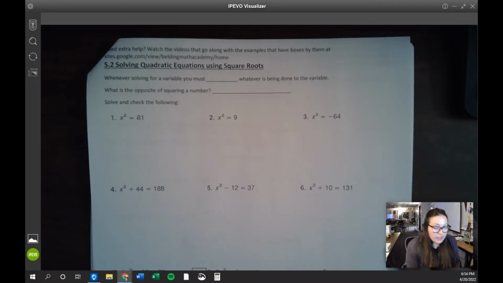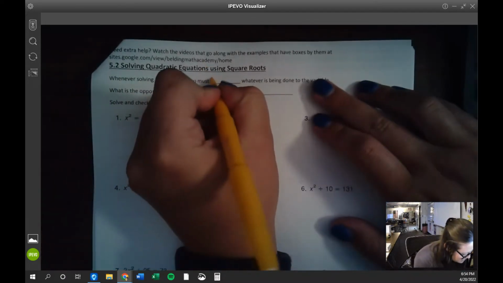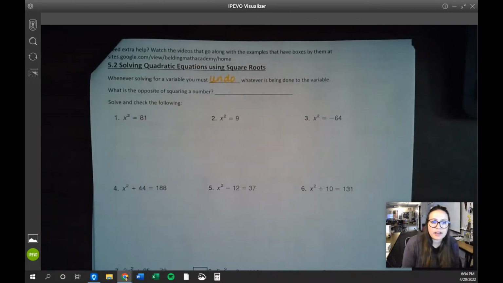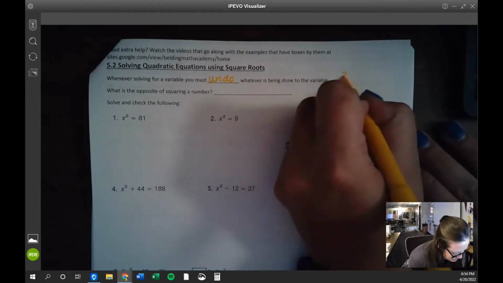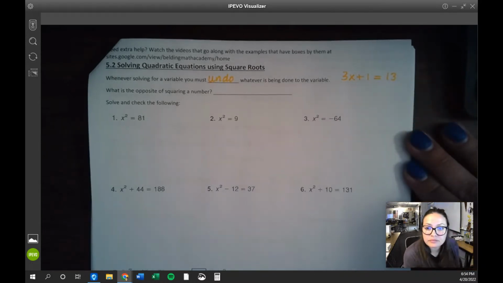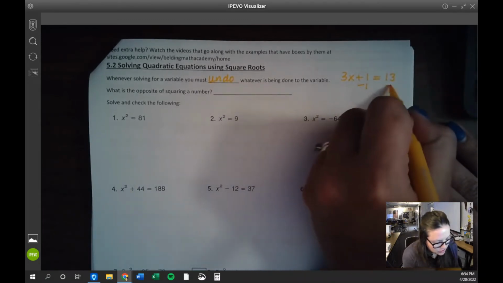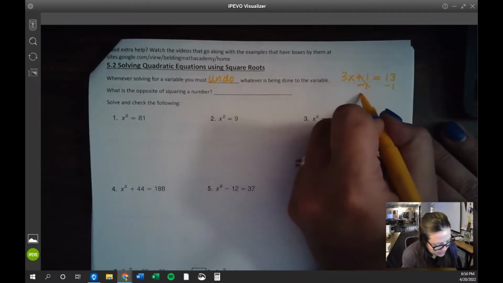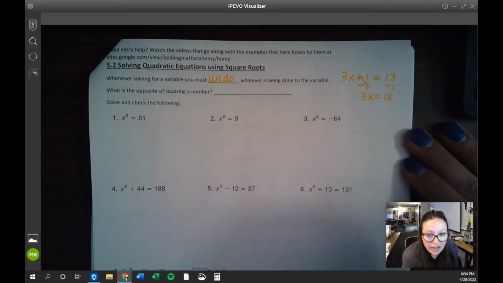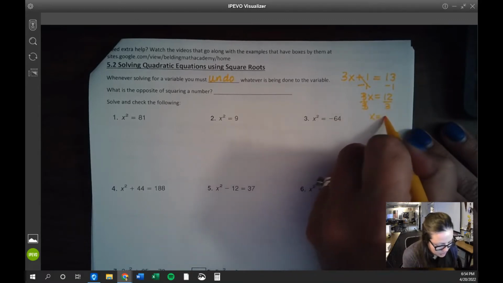So, a couple reminders. Whenever solving for a variable, you must undo whatever is being done to the variable. So like when I have 3x plus 1 equals 13, I have to undo what's being done to the variable. So we do the opposite of addition, which is subtraction, right? I would subtract 1 from both sides. And then I would do the opposite of multiplication, which is to divide. And we get x equals 4.